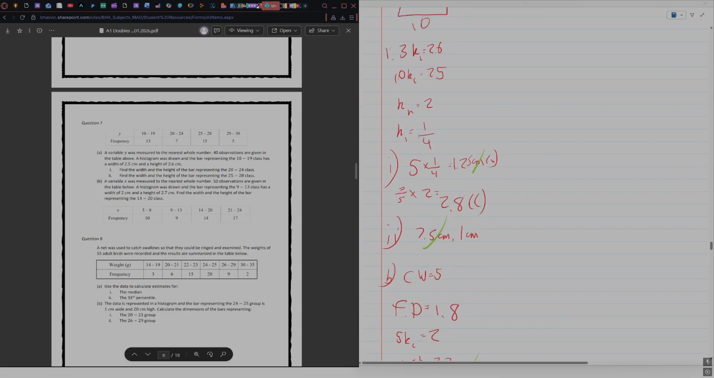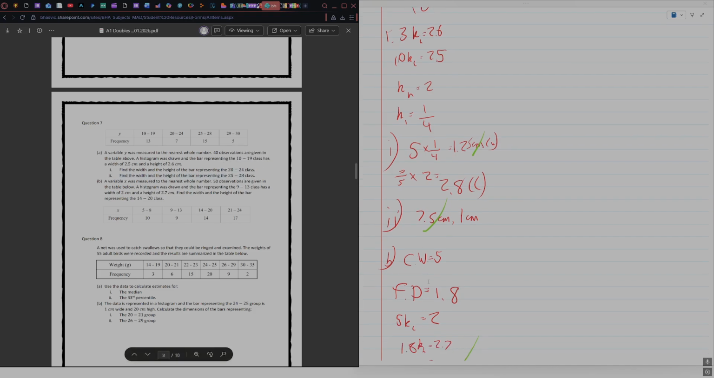Yeah, and that's what you really have to do. So when you have the scale factors, it's not that bad, because all you need to do now is just find the frequency densities of the classes and then apply the scale factors.